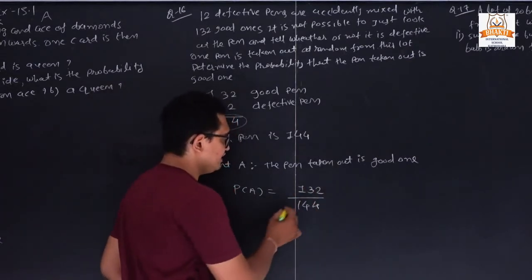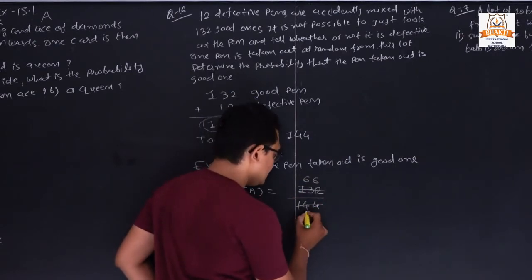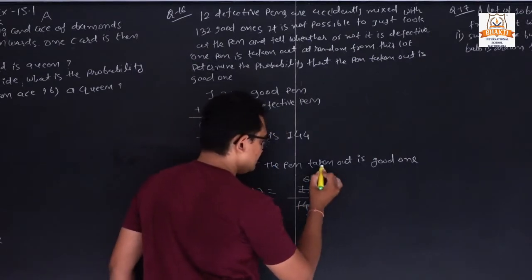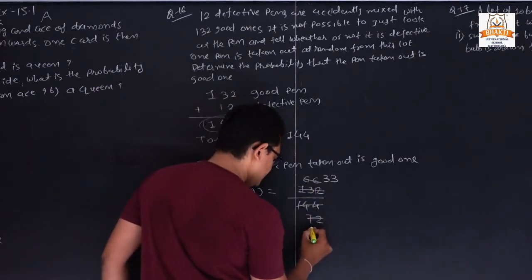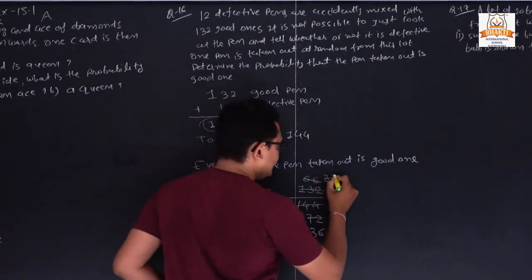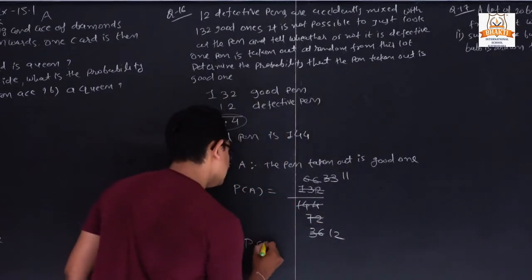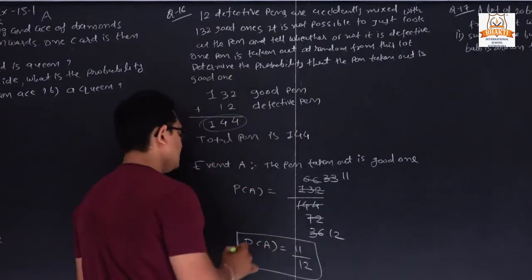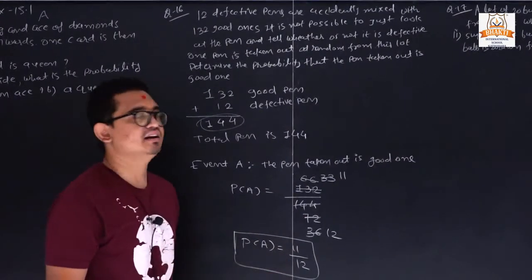Now is cancelling possible? Yes, both are divisible by 2. 2 sixes are 12, so here we have 66. Here 2 sevens are, so 72. Once again we can divide by 2. So here we have 33 and here 36. Now it is divisible by 3: 3 elevens are 33 and 3 twelves are 36. So what is our answer? 11 upon 12. The probability of a good pen from 144 pens is 11 by 12.